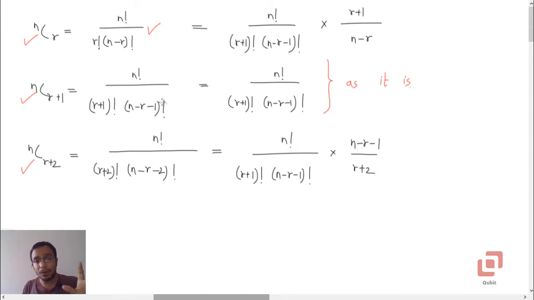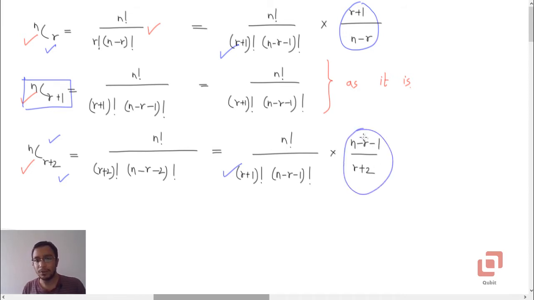But now, because NCR plus 1 is the middle term, we try to express NCR and NCR plus 2 as NCR plus 1 times something. So I'll find that NCR is equal to NCR plus 1 multiplied by r plus 1 upon n minus r, and NCR plus 2 is NCR plus 1, that is this term again, multiplied by n minus r minus 1 upon r plus 2. You can very easily get this by using the properties of the factorial function.